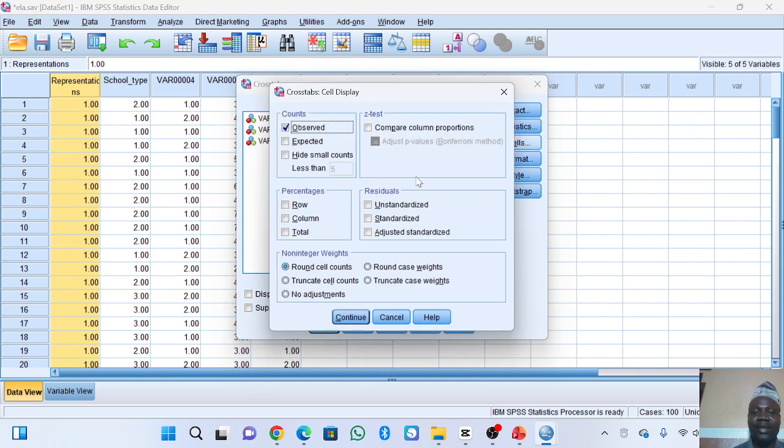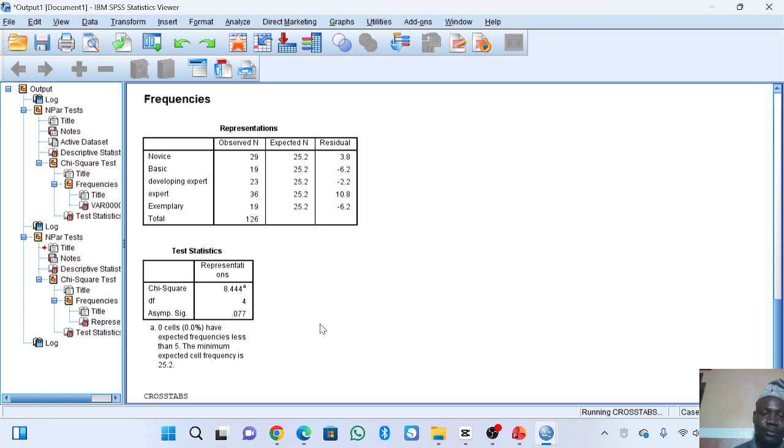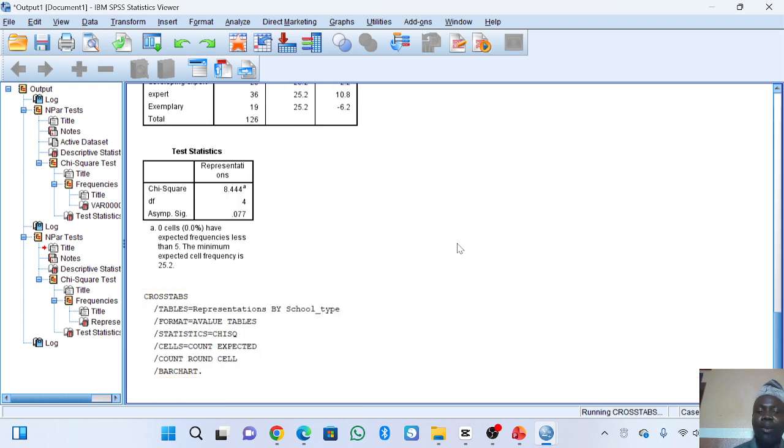We may wish to do cell and click on observed and expected and just say continue. We may decide to do away with other things and just choose to display clustered bar chart so that we can see the graphical representation of what we have. So this second one that I'm running is for independence. Then you just click OK. So we have more tables in this particular chi-square analysis.